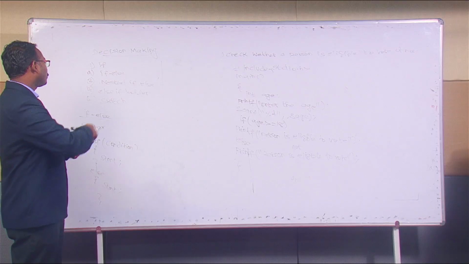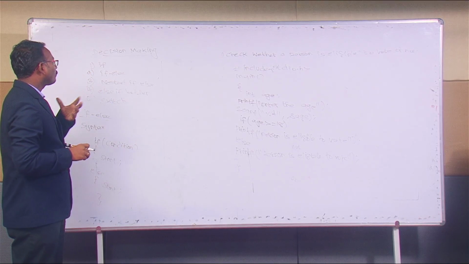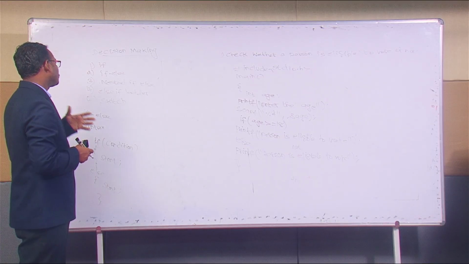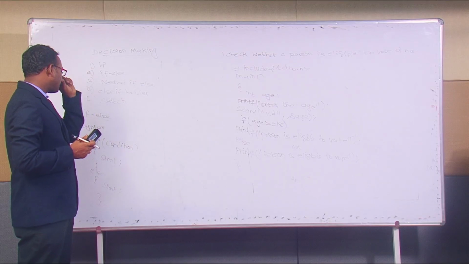And the fourth one is else if ladder. Else if ladder is where we can give n number of conditions. It can be continuous, more than 10, even more than 15 conditions to be checked. For that, we can use the else if ladder.